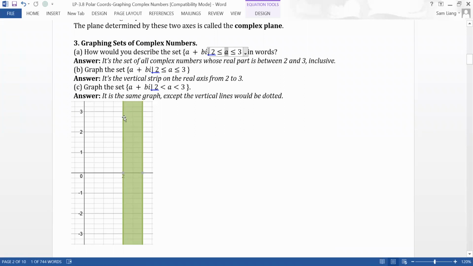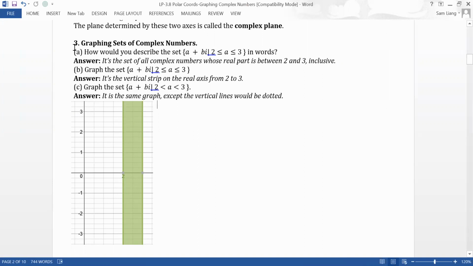So all the complex numbers with a real part between 2 and 3. That's going to be this vertical strip here. Now for part C, if you wanted to graph that same set, but this time you don't include 2 and 3, it's the same graph, the same vertical strip, but the vertical lines are not going to be solid. They're going to be dotted this time. I didn't draw that here, but if you just imagine, instead of solid lines, they're going to be dotted to denote that 2 and 3 are excluded values.